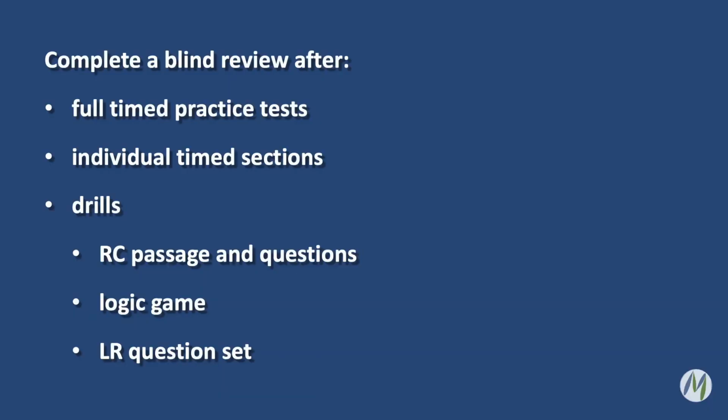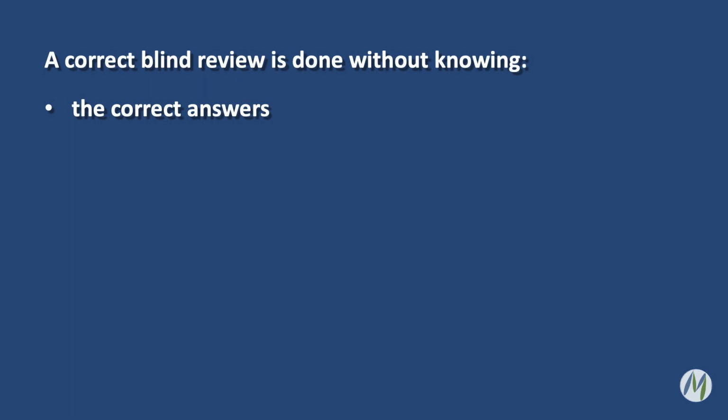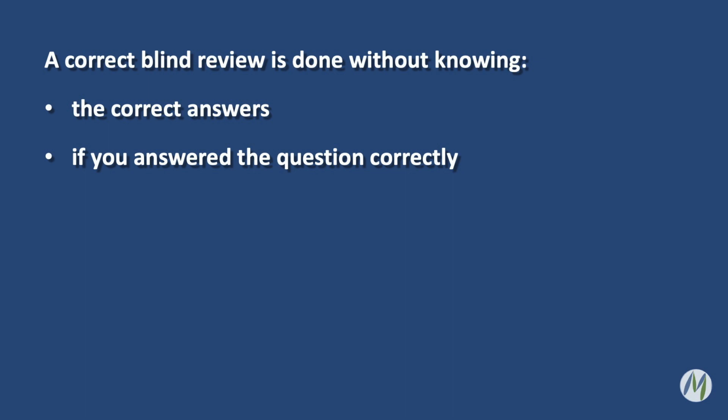So if you complete a full timed practice test, or an individual timed section, or some type of drill, like maybe you do a single reading comprehension passage with the questions, or a single logic game, or a set of logical reasoning questions, you can review any of this work using a blind review. Why do we call this blind review? It's called blind review because to do it correctly, you're going to review questions without knowing what the correct answer is. In fact, ideally, you won't even know if you answered a question correctly or not when you're reviewing it. You'll normally do a blind review before you check answers, before even checking your score.